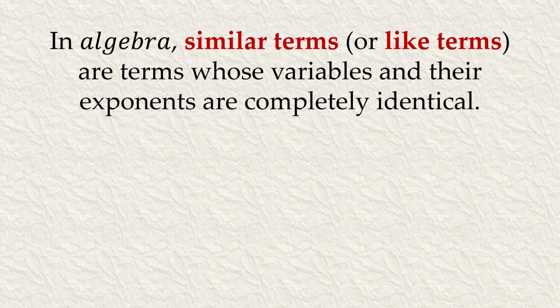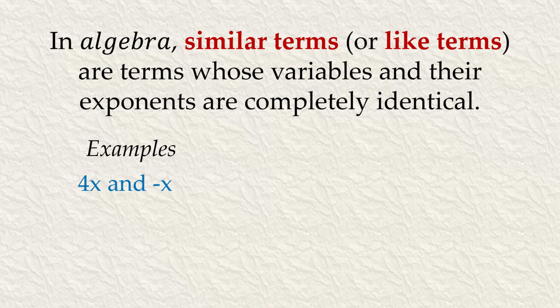In algebra, similar terms or like terms are terms whose variables and their exponents are completely identical. I'm going to give you one set of examples and another set of non-examples. So let's consider first the examples. Let's have 4x and negative x.